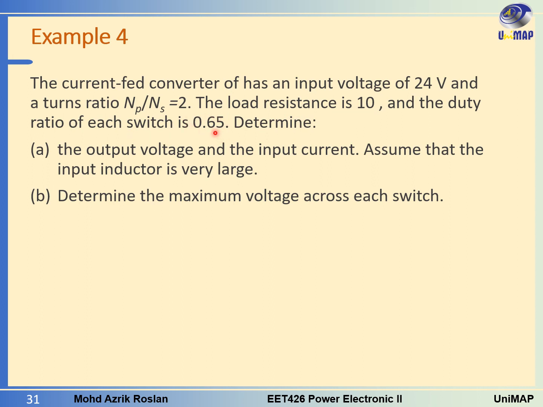So we have to determine the output voltage and the input current. We assume that the input inductor is very large. The assumption here is made so that we know that the current is constant. And for part B, we have to determine the maximum voltage across each switch.